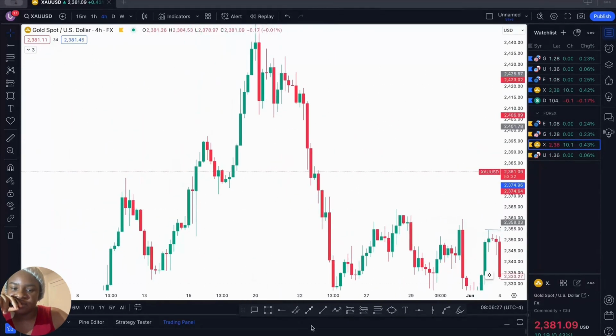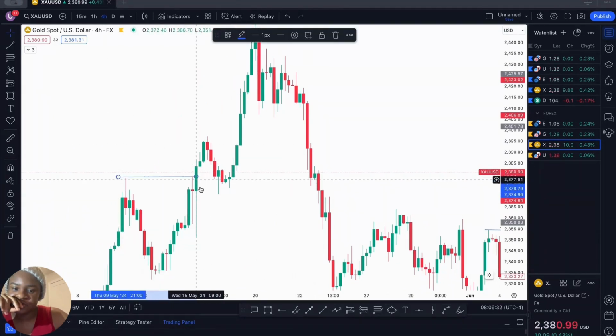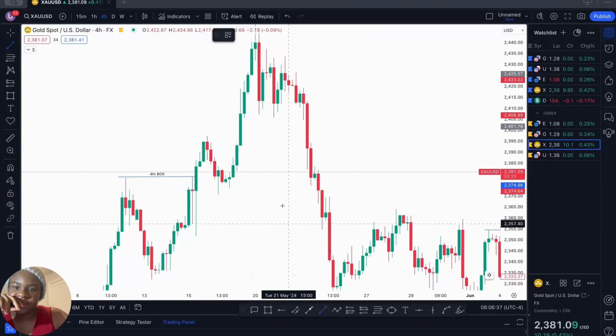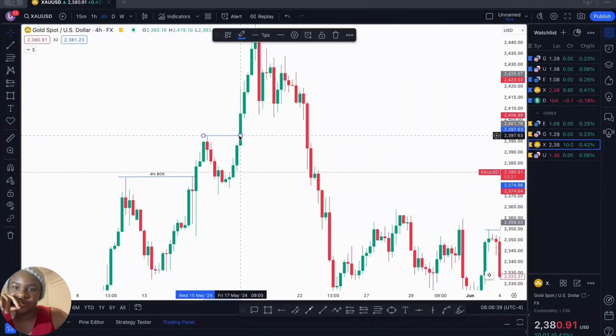What happened? There was a break of structure. Can you see it? There was a break of structure. Let me be labeling it so you can see it very well. Then what do you see here also? There's also a break of structure, right?